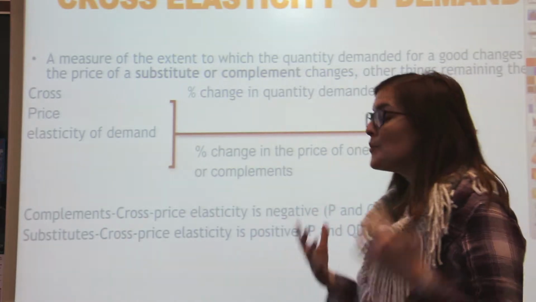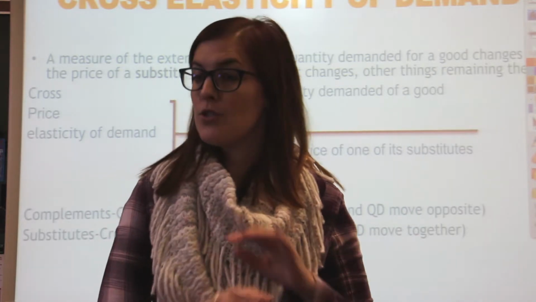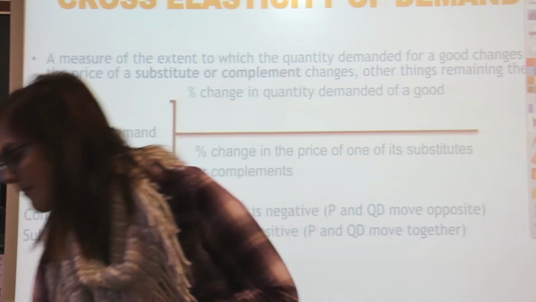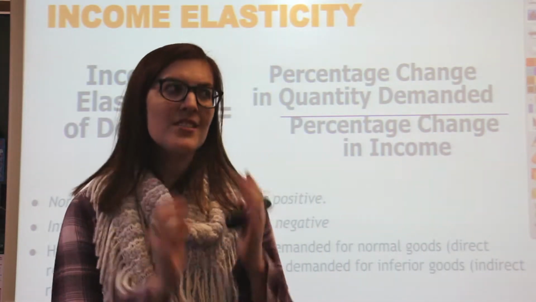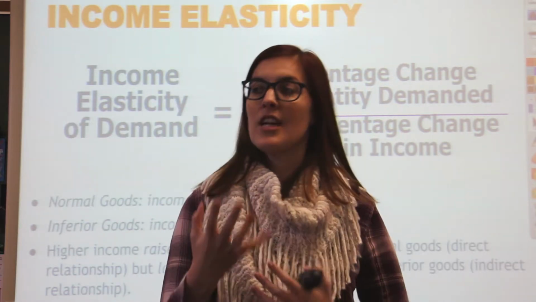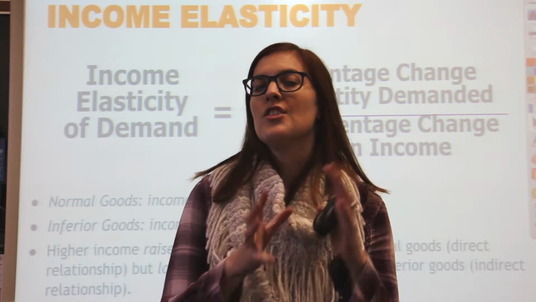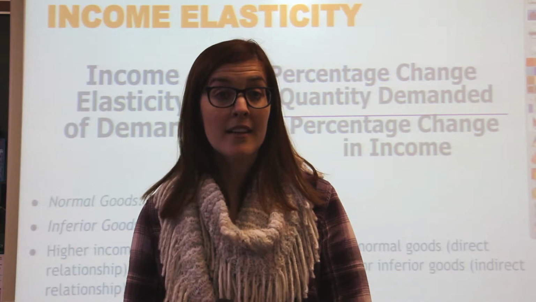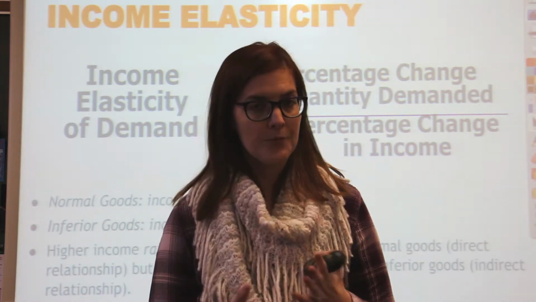So if quantity demanded decreases, you have to keep that sign in this formula. Do not use absolute value for cross-price elasticity. The next important thing is income elasticity, which is very similar, except instead of the change in quantity demanded of another good and the price of another good, it's looking at when a change in income occurs, what happens to the amount of a good that we buy. So this helps determine whether a good is a normal good or an inferior good.